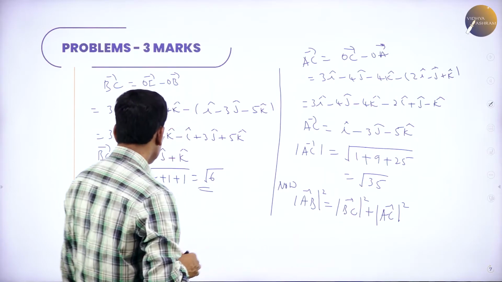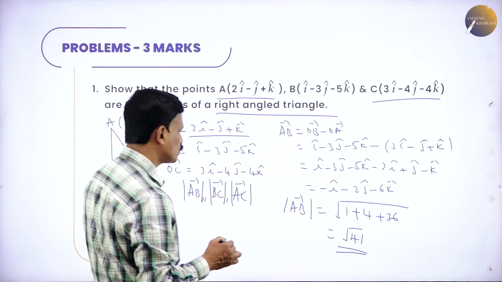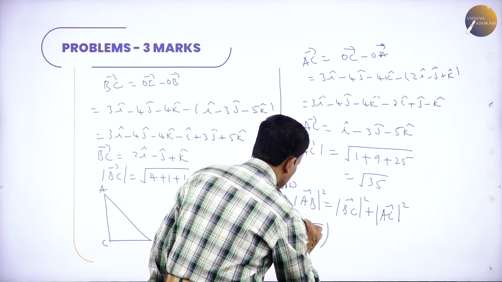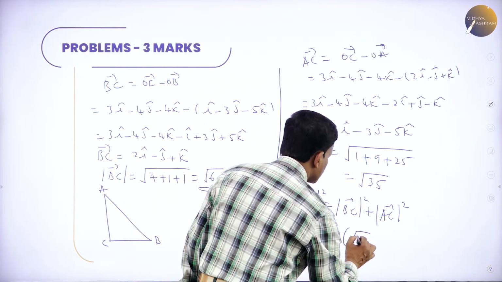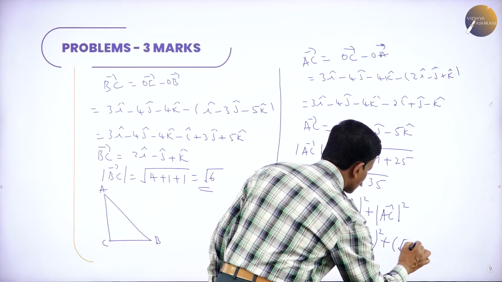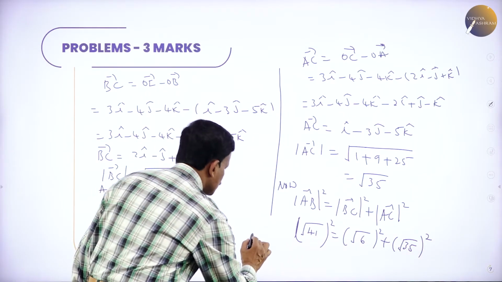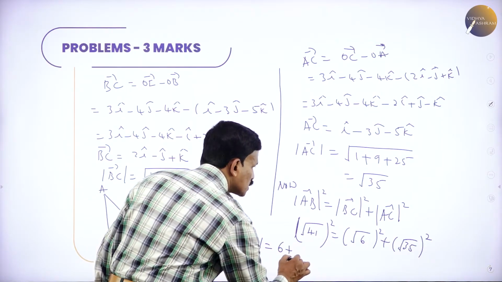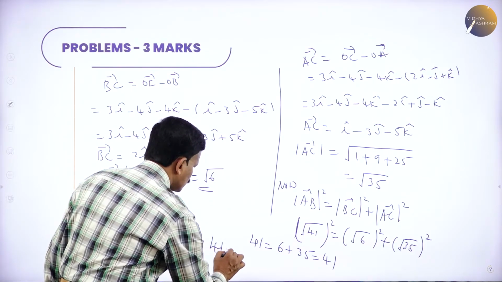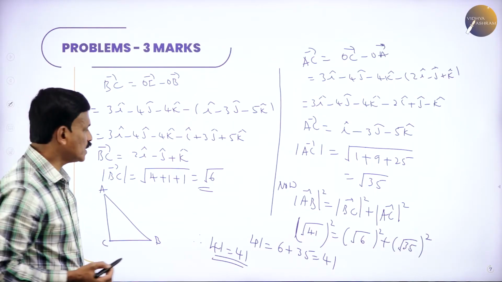What is AB? AB is equal to root 41. So AB is root 41 whole square. BC is equal to root 6 whole square plus root 35 whole square. So the square root gets cancelled. We get 41 is equal to 6 plus 35, so 41 is equal to 41. Therefore A, B, C will form a right angle triangle.